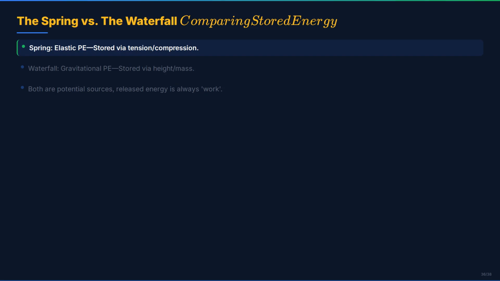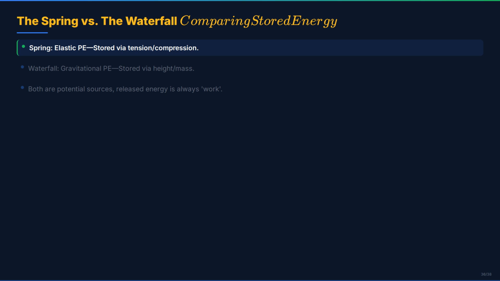To cement your understanding, let's compare two different types of stored energy. Think of a stretched spring. Its potential energy is stored through tension. It wants to snap back to its natural length. Now, think of a massive waterfall. The water held high up has gravitational potential energy. Both systems are potential energy sources, but the mechanism of storage is different.